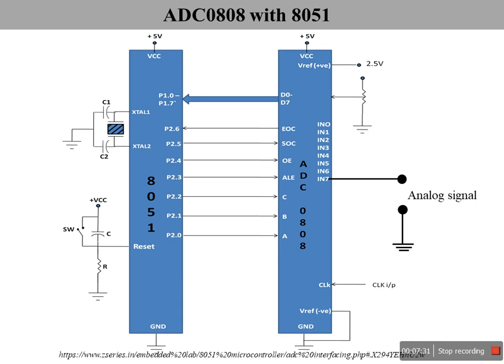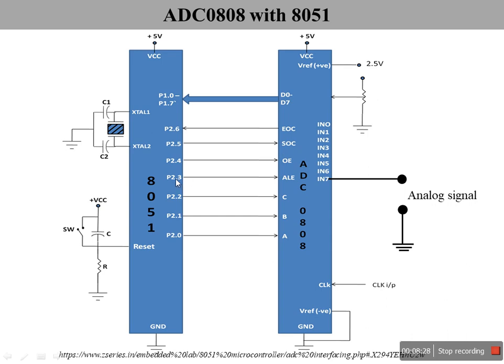Now let us connect this ADC to the 8051 microcontroller. The digital pins of the ADC can be connected to port 1 of the 8051, P1.0 to P1.7. So 8 pins of port 1 are connected to the digital pins of ADC 0808. End of conversion is connected to P2.7. P2.5 is connected to start of conversion, and P2.4 is connected to output enable. Look at the direction of the signals: end of conversion goes from the ADC to the microcontroller, while start of conversion and output enable go from the microcontroller to the ADC module.